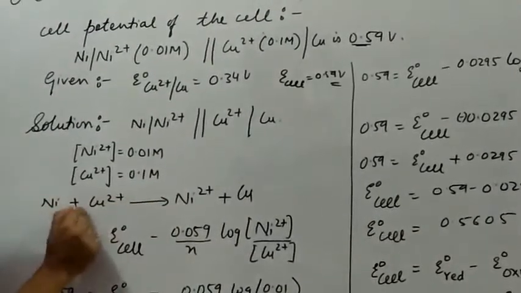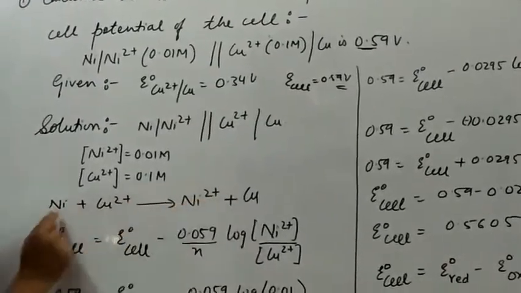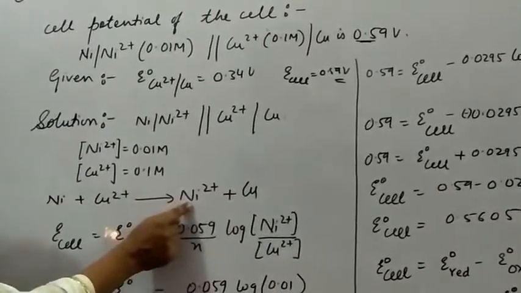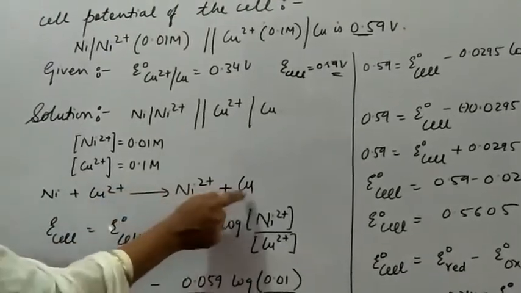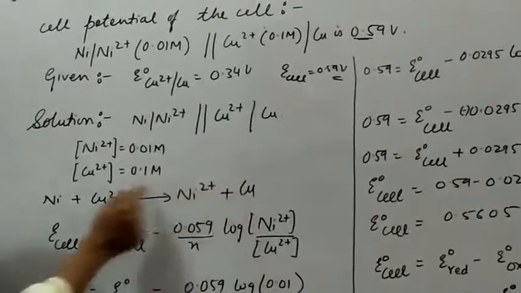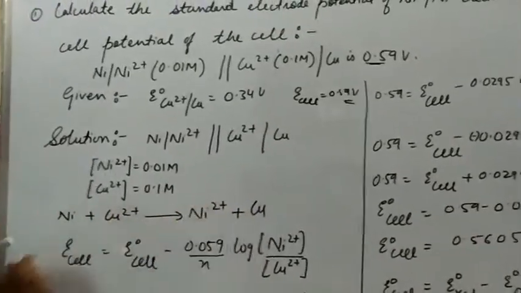Now we will write down the cell reaction here just to see whether the equation is balanced or not. So it is Ni plus Cu2 positive gives Ni2 positive plus copper. What can you see from here? That the nickel is losing 2 electrons and changing into Ni2 positive, and the copper ion is accepting the 2 electrons and changing to copper.